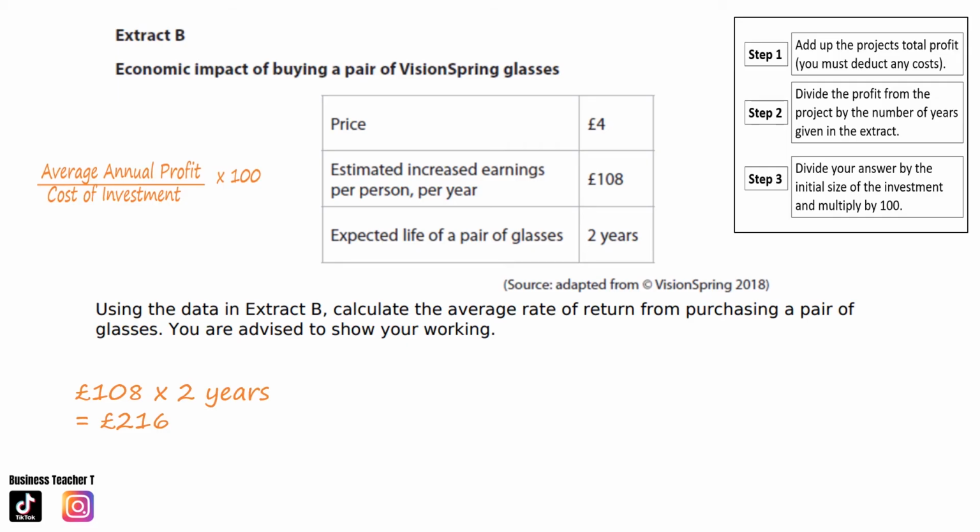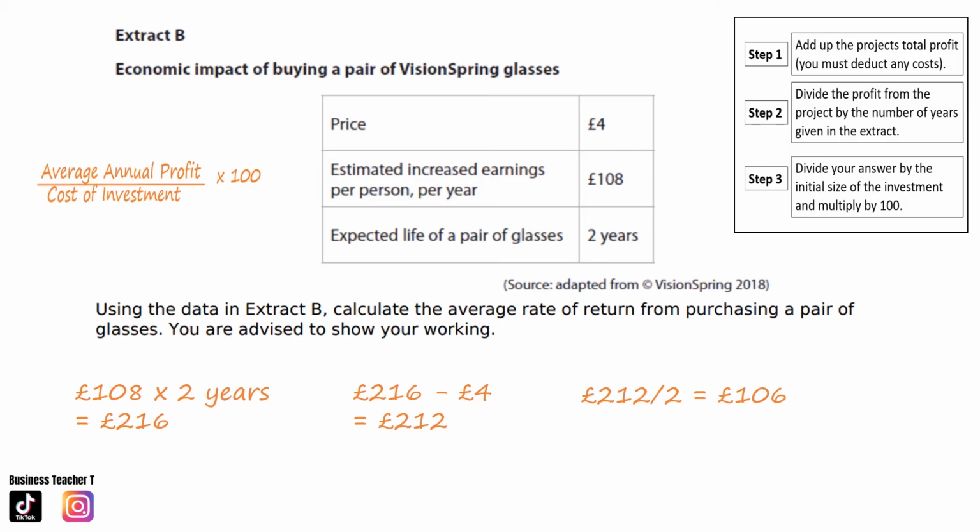So that's our profit. We need to deduct any costs, as it says in step 1. And the cost is the price, which is £4. So 216 minus the £4 equals £212. So we've got that key information there. Now we need to divide the profit from the project by the number of years. So that will be 212 divided by 2, which would give us £106. So we have our average annual profit, which is £106.